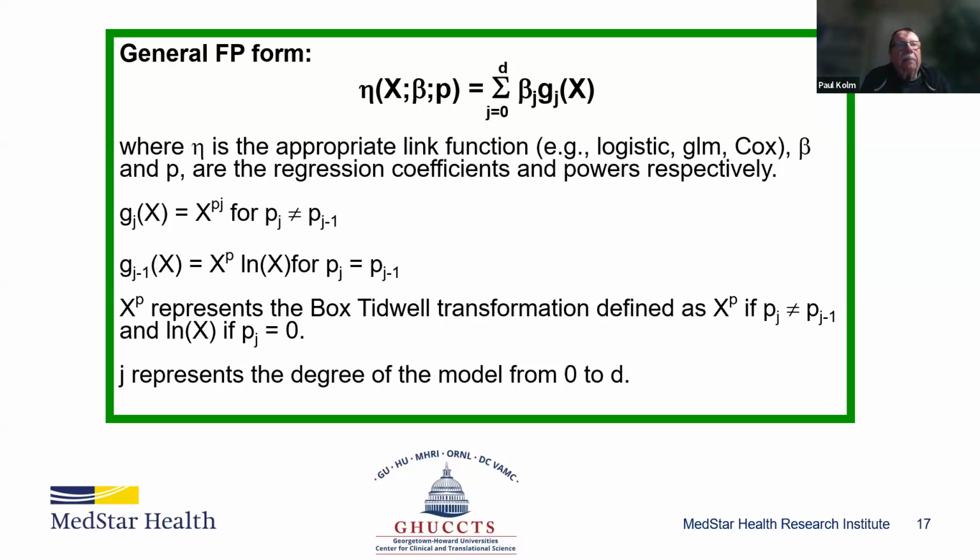And then for the previous point in X, the J minus 1, it's raised to the P times the log of X. As I say, I'm not going to go through this in any great detail here, but basically what we're going to have is a model of regression coefficients and powers.